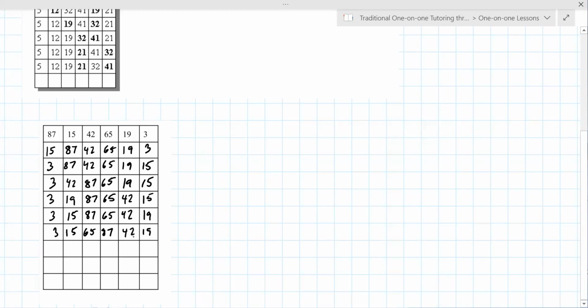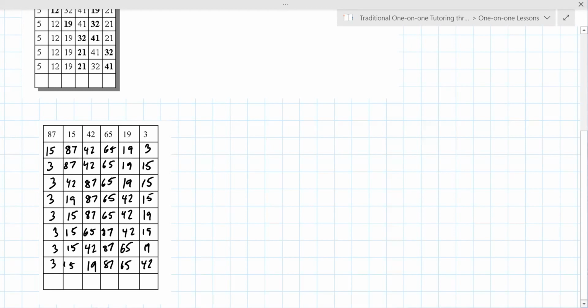Okay, and then is anything lower than the 65? Yeah, this 42. So 42 goes here, and 65 goes there. Okay, so 3, 15, 87, 19. Is anything lower than the 42? Yeah, the 19. So 3, 15, 19, 42.